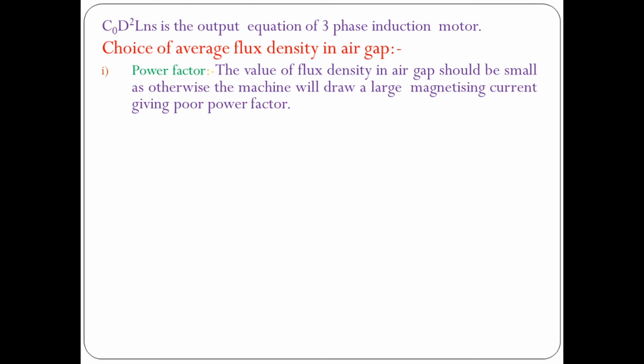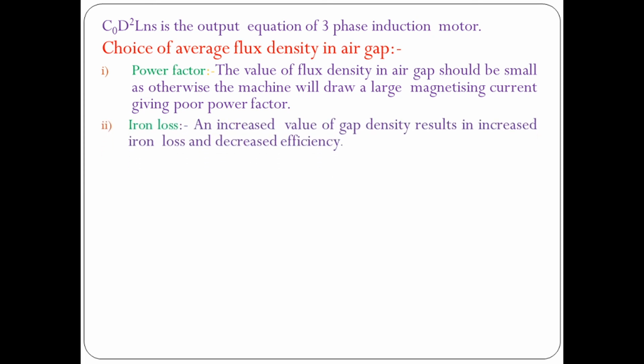The value of flux density in the air gap should be small, as otherwise the machine will draw large magnetizing current. If you choose a large value of flux density in the air gap, flux per unit area, there will be a high drawing of magnetizing current, which will give the poor power factor. To improve the power factor, the value of flux density in the air gap should be small. Otherwise, the induction motor will draw the high magnetizing current that will lead to the poor power factor.